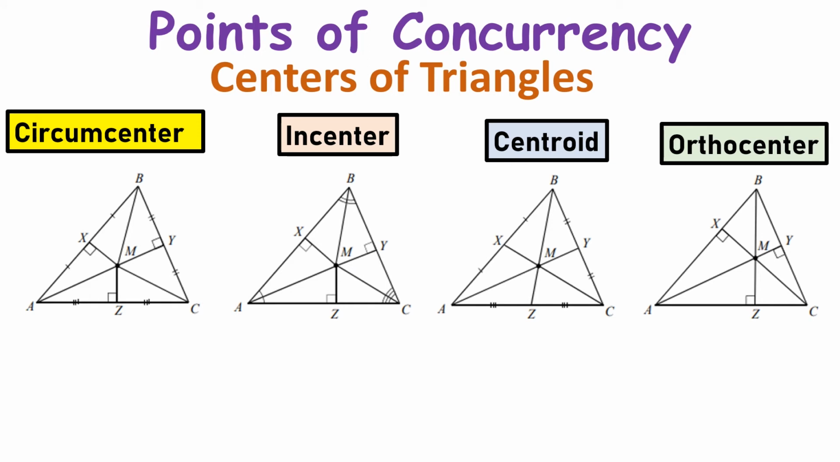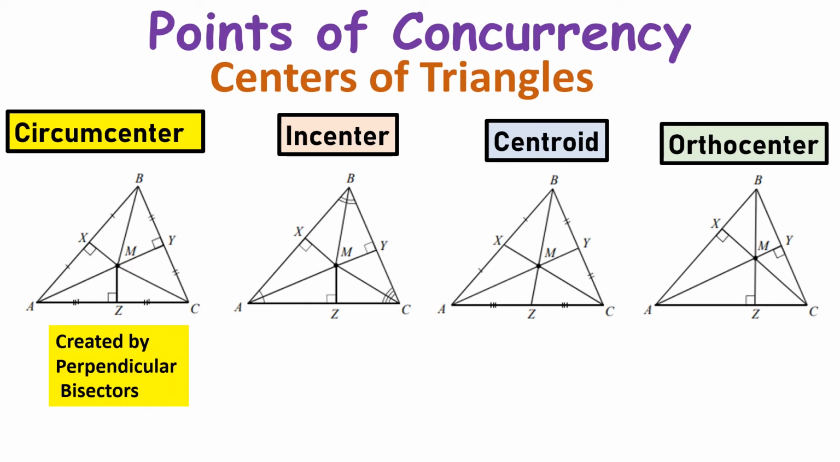So before we move on to our next few questions, I want to just quickly review points of concurrency. And remember, points of concurrency are where 3 or more lines intersect. And in this case, we're looking at the centers of triangles. And so you have your circumcenter, incenter, centroid, and orthocenter. So just a quick review. We describe the points of concurrency by what lines are created to intersect.